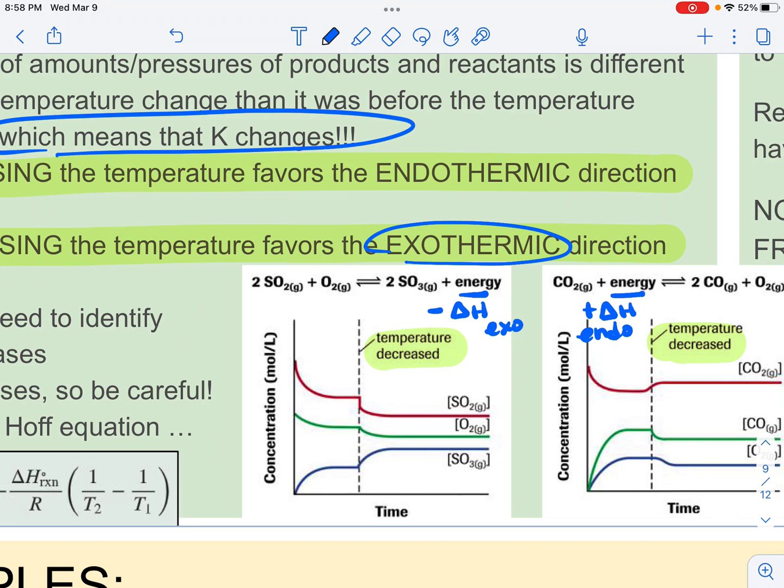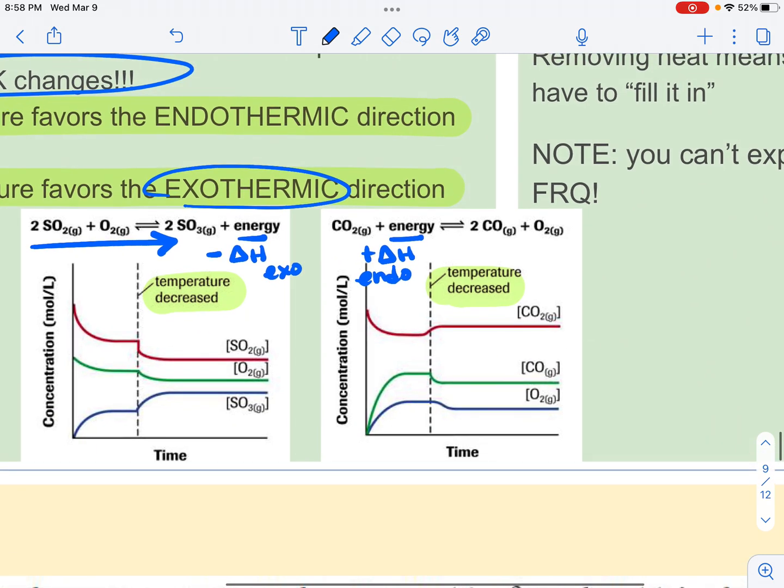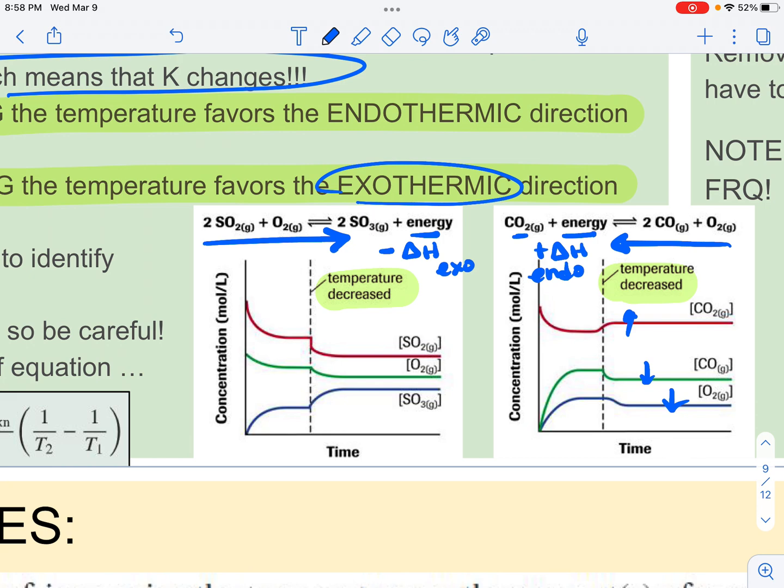On this first one, that's easy. The exothermic direction is the direction it's written on your paper, so when I decrease the temperature, it shifts to the right. But this one is an endothermic reaction. If I decrease the temperature, it goes in the reverse direction, which is the exothermic. If forward is endo, remember reverse is exo, so it shifts to the left. You can see this because the CO2 increases and the CO and the O2 decrease. Over here, it's shifting to the right, so the SO3 increases and the other two decrease.